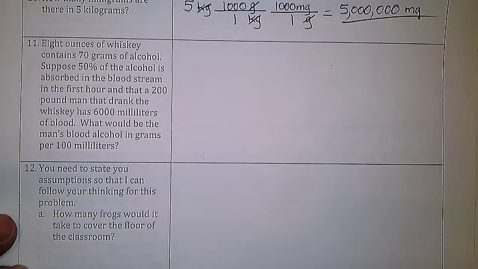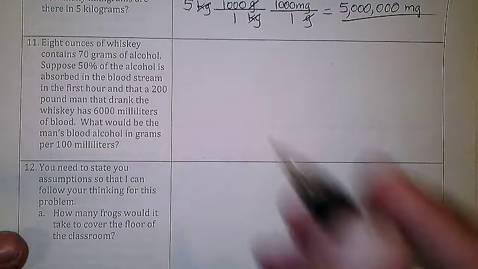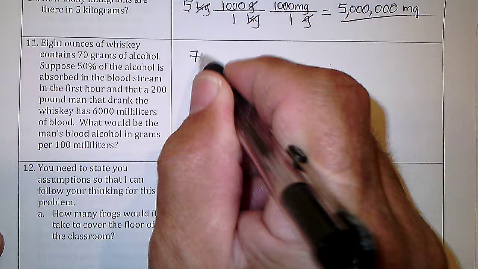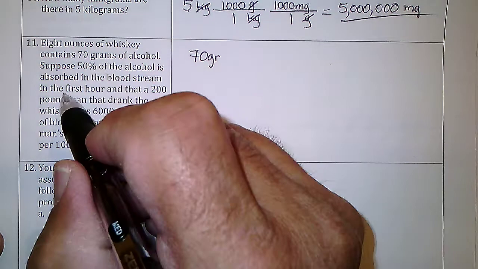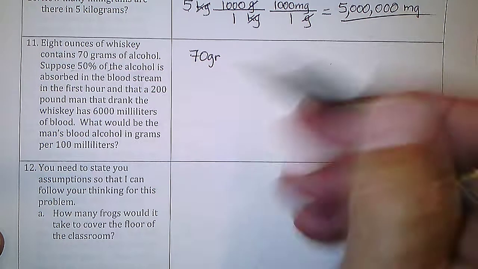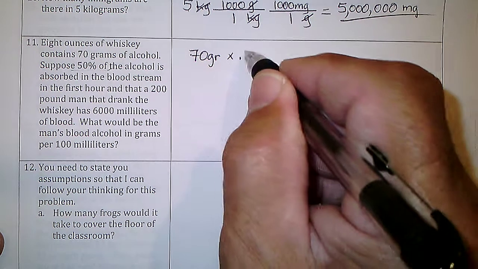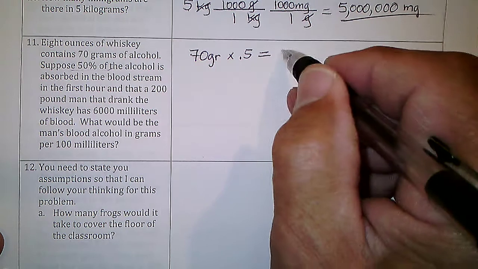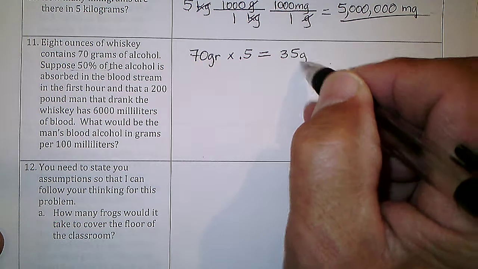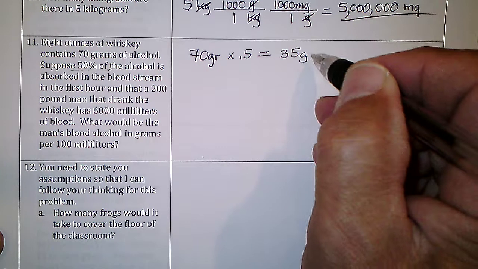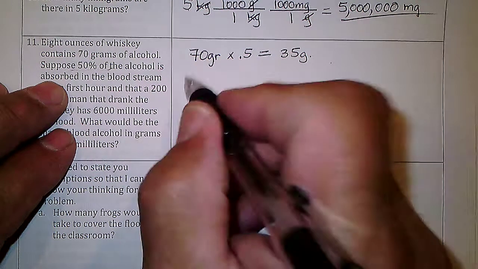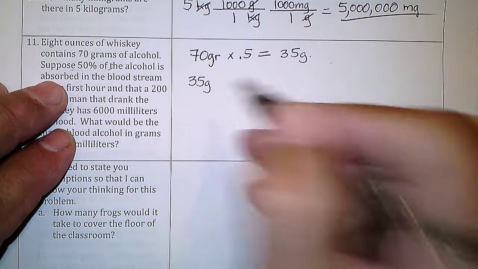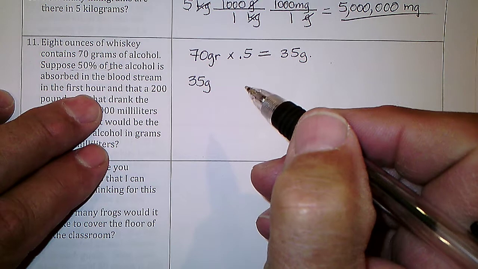Okay, we got a blood alcohol problem here, so remember how to do that. 8 ounce of whiskey contains 70 grams of alcohol. And it says 50% of that. So that is 35 grams if you take 0.5 times 70, or half of 70. So that's how much alcohol gets into the blood. So 35 grams in the first hour.